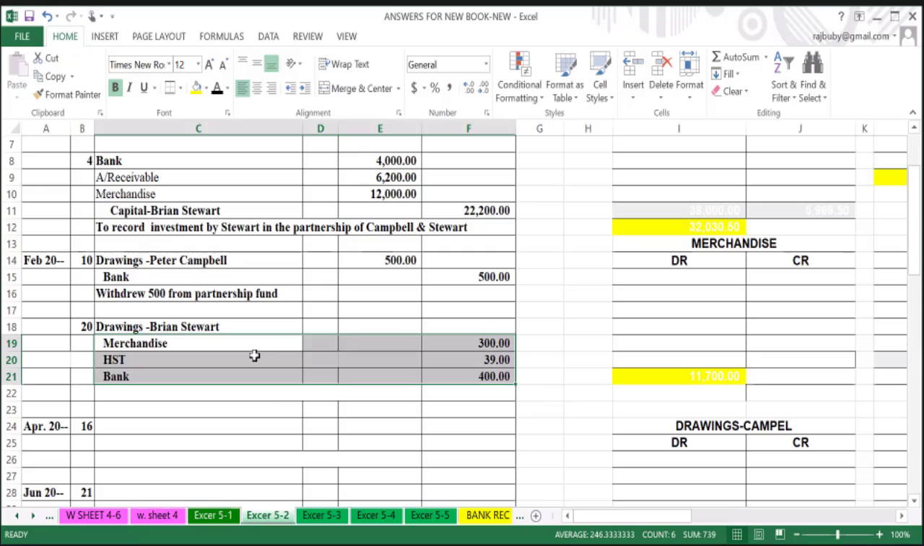The total amount is going to be the drawings. He took merchandise, he took cash. Yes, the total amount is going to be drawings. We separated HST, that means the business is a merchandise business. The HST means give it to Revenue Canada, right? Divide by 1.13.